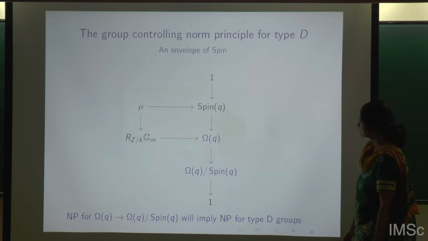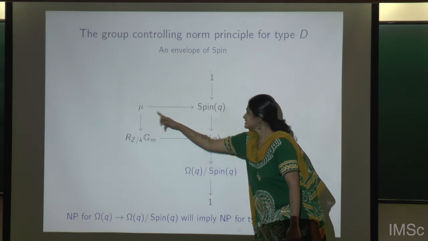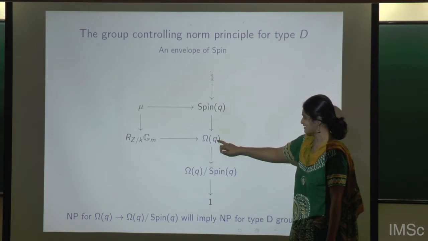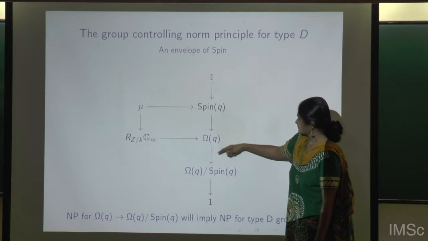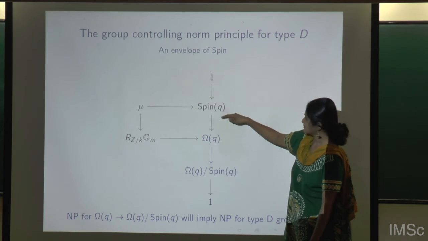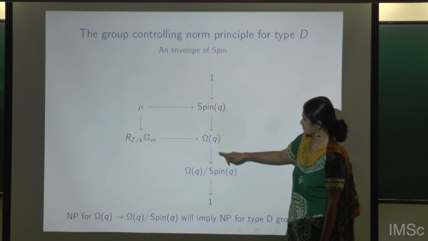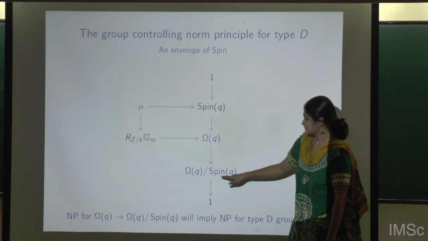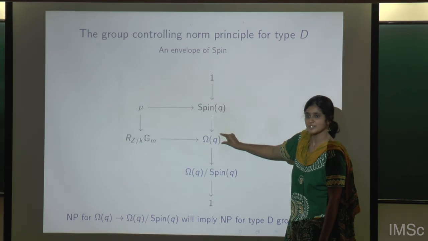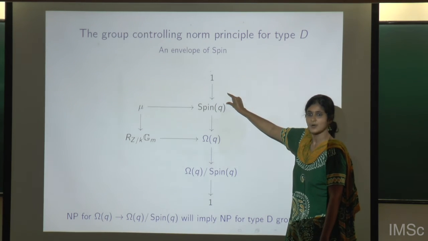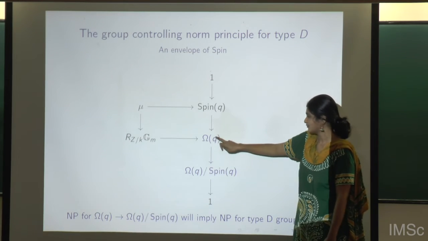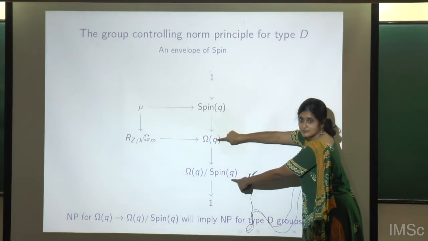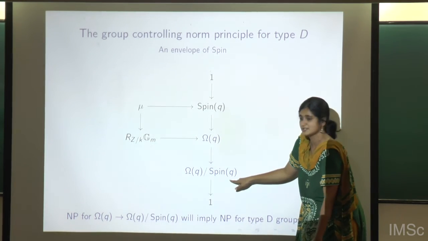Let's do a slight diagram chase. You have mu sitting inside spin, this sits inside the quasi-trivial torus, and this sits inside the extended Clifford group. So then you have this exact sequence: spin inside omega Q, and of course omega Q mod spin to 1. What is the semi-simple part of omega Q? It's exactly spin Q. I'm interested in the norm principle map for G to G mod its commutators. So I'm exactly interested in the norm principle for this map, from omega Q to omega Q mod spin Q.